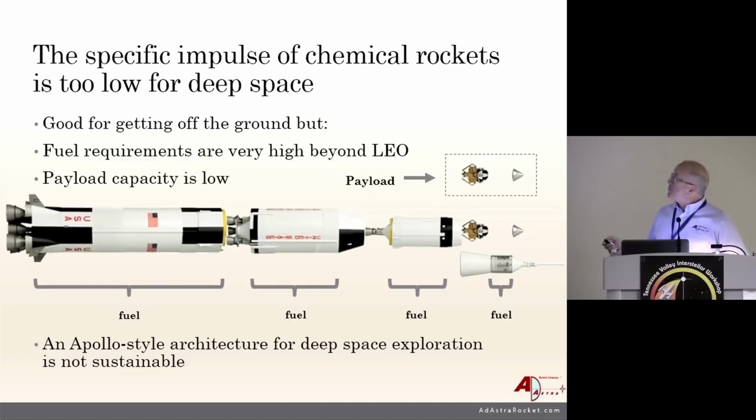I think everybody in this room pretty much understands this, but the specific impulse of chemical rockets is just too low for deep space. They're great for getting off the ground, but their fuel requirements are very high and the capacity is very low. So here's your payload, and you even leave this, and this is the only thing you come back in going to the moon. So this is all fuel, this is more fuel, and here's more fuel so you can get back. So you can see how the stack up is really against you, and this is just going to the moon. You start going to Mars, and that's a much more difficult problem. And so an Apollo-style architecture for deep space just isn't sustainable. You could probably do it, but it's more like a stunt.